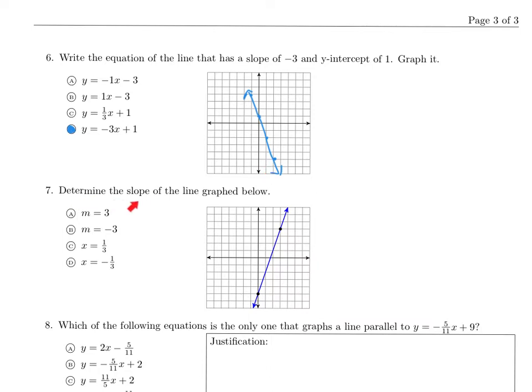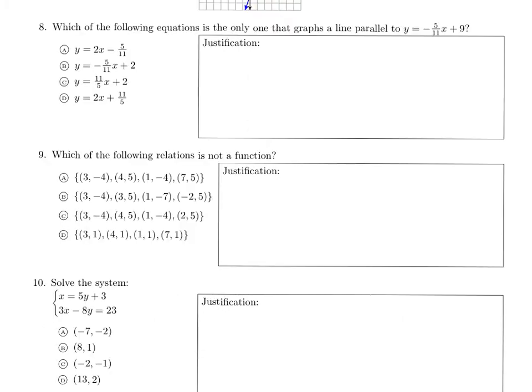For number 7, determine the slope of the line graph below. This is starting from -5, so the y-intercept is -5. If we talk about the slope, this is going to be a positive slope because it's rising from left to right. Let's say what is the next point here, so we can use this point. So 1, 2, 3 over 1. So the slope is 3 over 1, and that's going to be the option A. So the answer is A.